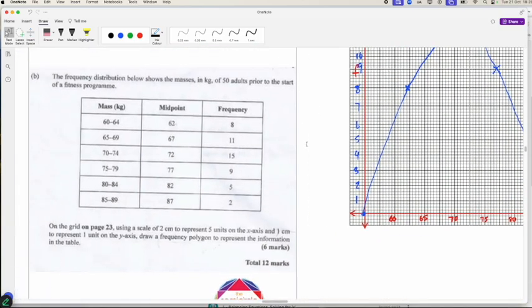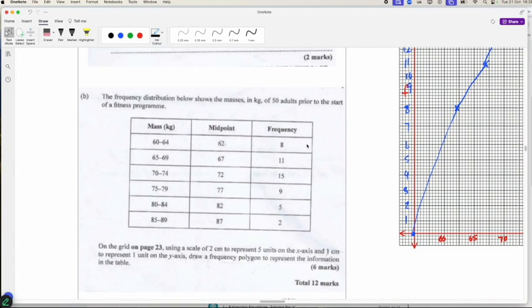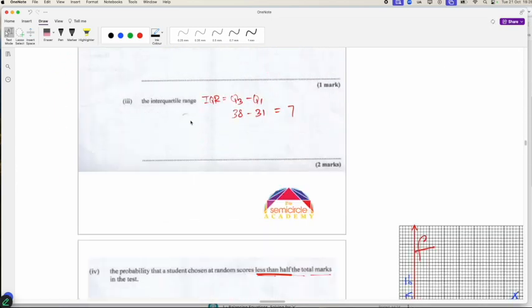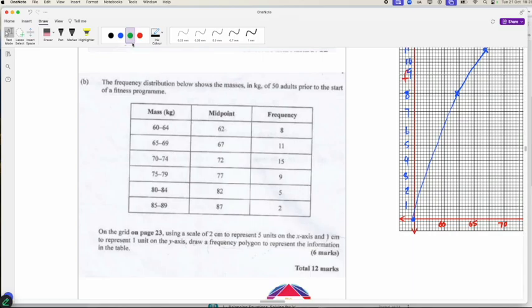And let me just check this and see what they're asking me for. Right, and that is the whole question over here. Actually, I think this is part B of this question. Yeah, I think this is part B of this question. Maybe. We'll see, right? The frequency, they use the word here. The frequency distribution below shows the masses in kilograms of 50 adults. 50 is the total here. Prior to the start of a fitness program.